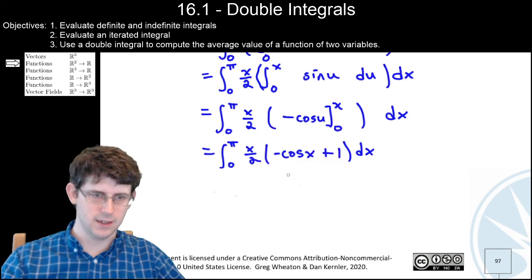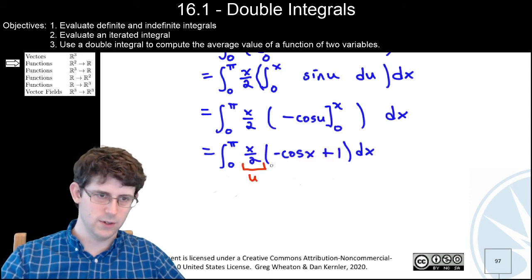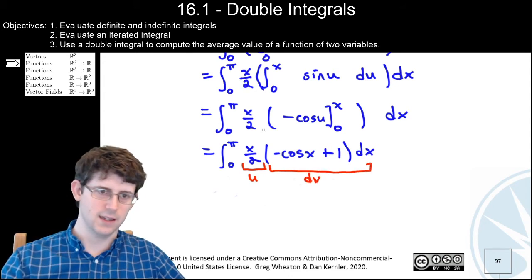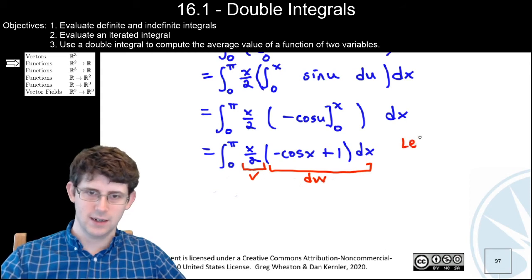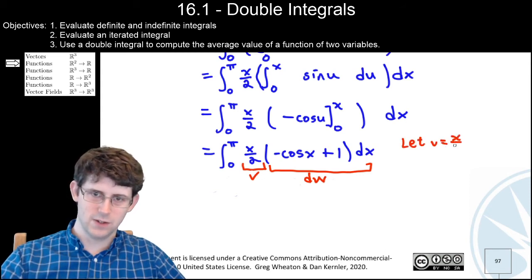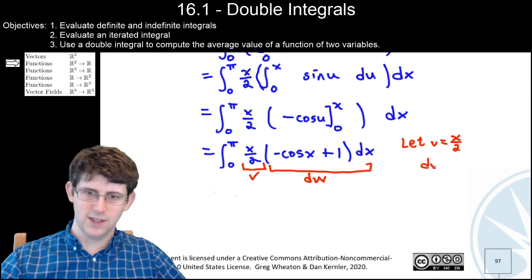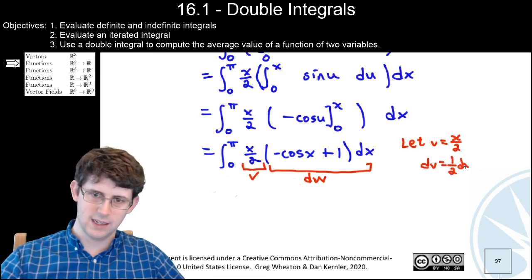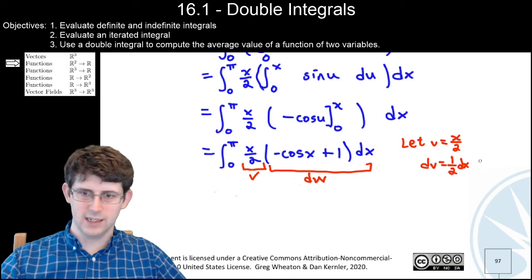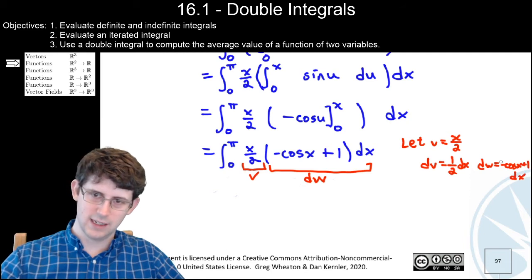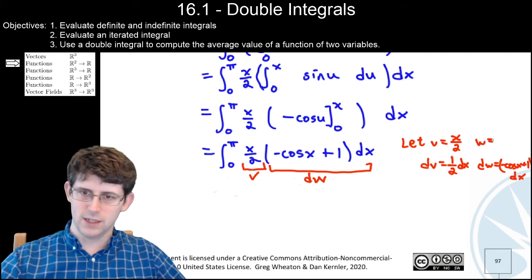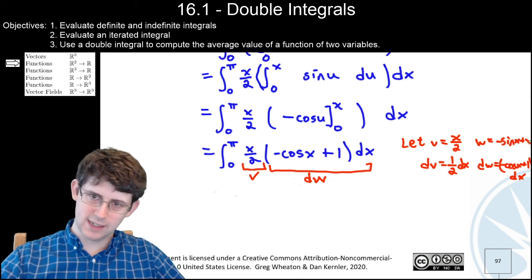I'll just let this be u and this be dv. Uh-oh. u is taken. I already let something equal u. So I'll let this be v and this be dw. So I'll say let v be x over 2. Then dv is half dx. We're letting dw be minus cosine x plus 1 dx. So w is minus sine x plus x.